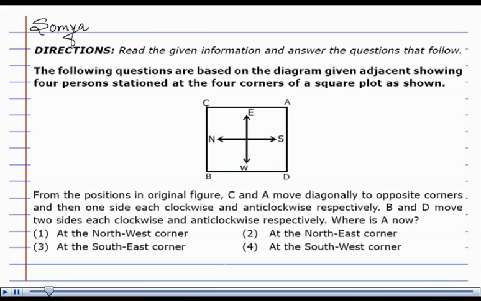The following questions are based on the diagram given adjacent showing 4 persons stationed at the 4 corners of the square plot as shown. Now the question. From the positions in the original figure, C and A move diagonally to opposite corners and then one side each clockwise and anti-clockwise respectively. B and D move 2 sides each clockwise and anti-clockwise respectively. Where is A now?